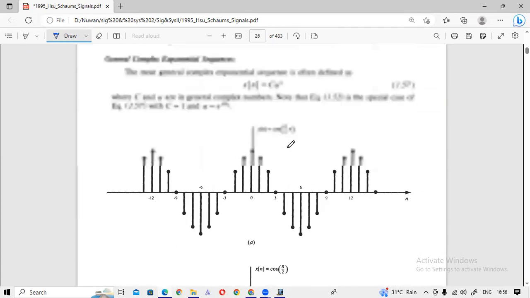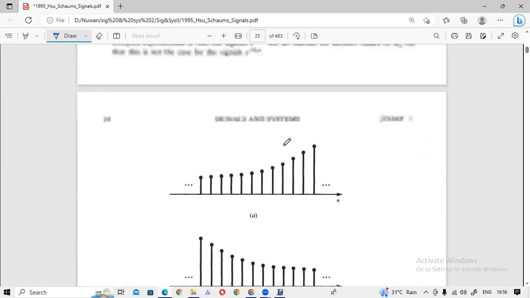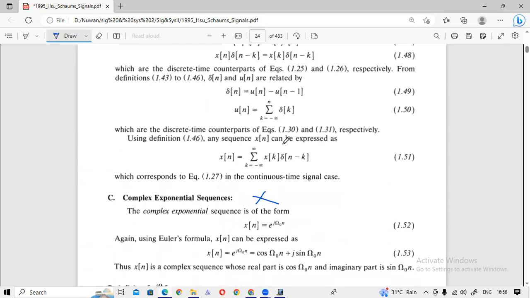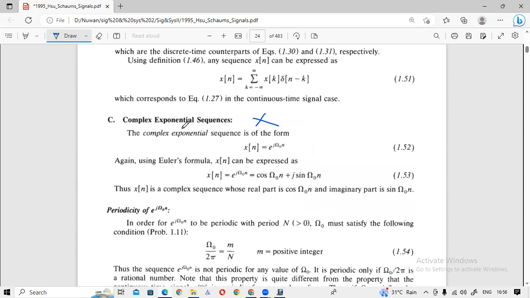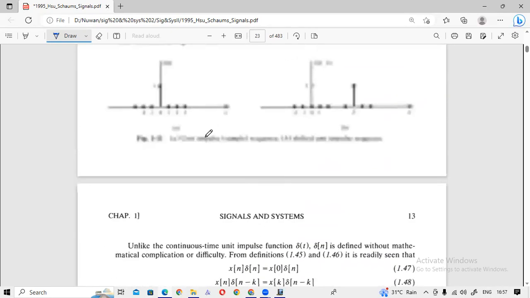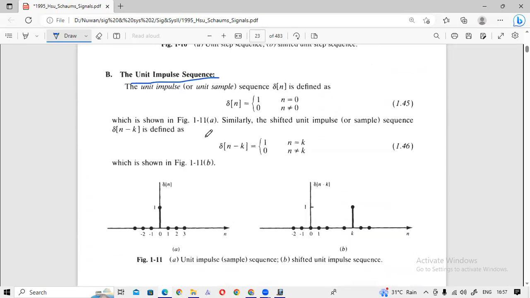Now, if you need a short break, take around 5 minutes, and we will meet at 5:05. Then we will start to learn this discrete time version.